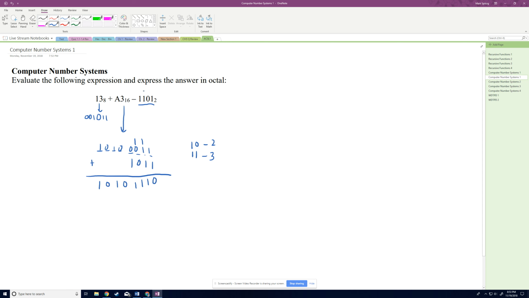Okay. So now we have to subtract 1, 0, 1, 1, lining them up. Be careful to line them up. So subtraction's a little different. So in this case, if I have 0 minus 1, I can't do that. So I do have to borrow. So basically, I have to borrow over here. So I'm borrowing a 2 to put here.